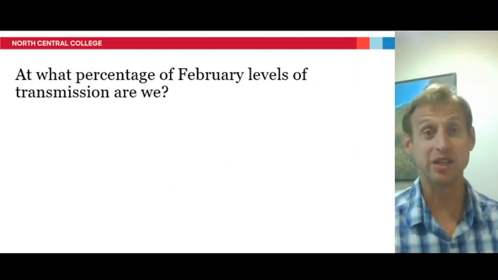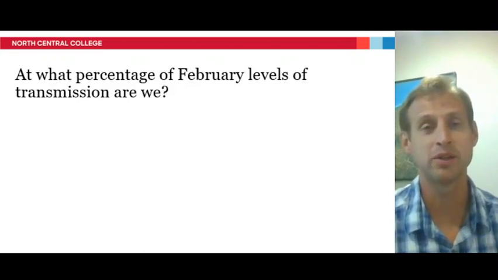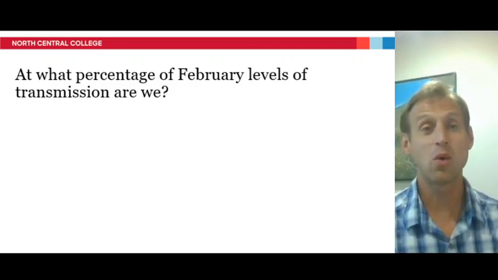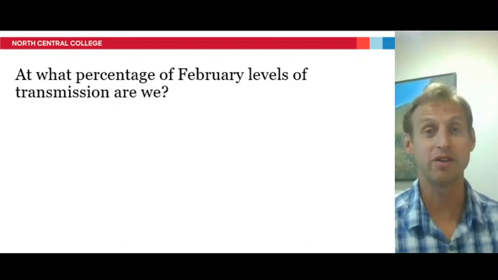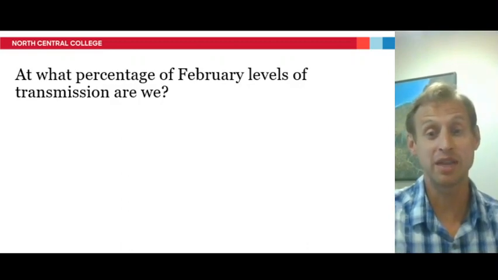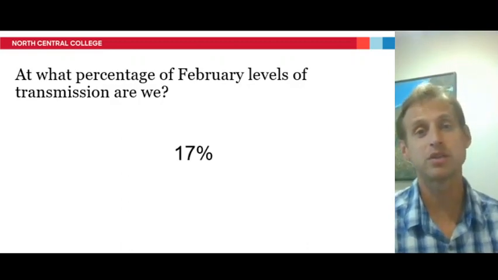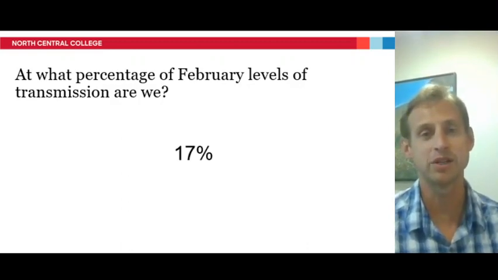So how well did we do, and how can we use the model to estimate that? What I did is I compared that initial level, that 6.685 times 10 to the negative 9th, which is what we had in February, to the transmission levels that we have today. And the answer is we're around 17% of that original transmission parameter. That's something we ought to be very proud of.